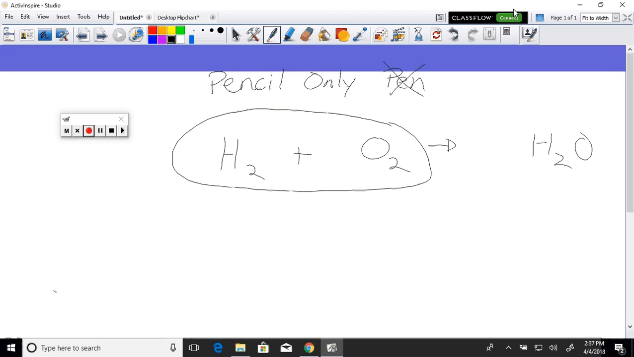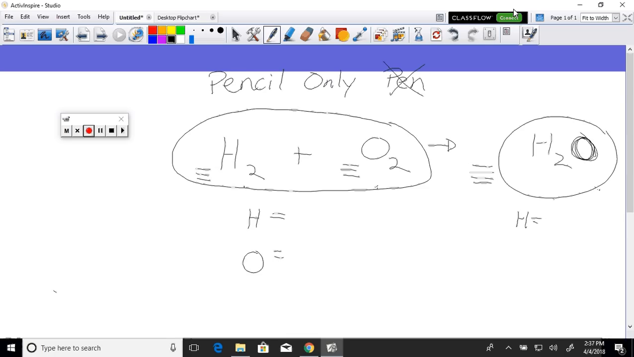Everything on the left side of the arrow has to be balanced with the right side of the arrow. So the amount of hydrogens on this side has to equal the amount of hydrogens on this side. The amount of oxygens on this side has to equal the amount of oxygens on this side. And the only space that I can write numbers are the coefficients, which go in front. There are 2 ways you can do this. The first is the very, very slow way. So we'll do it the very, very slow way first.